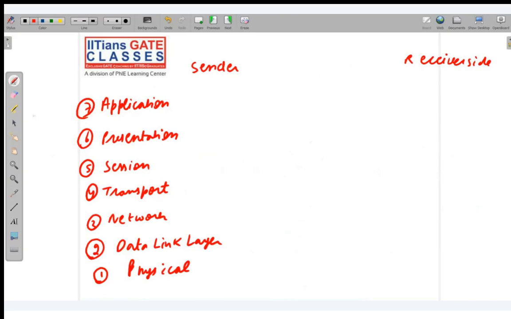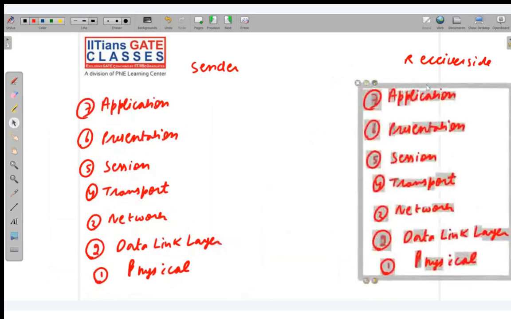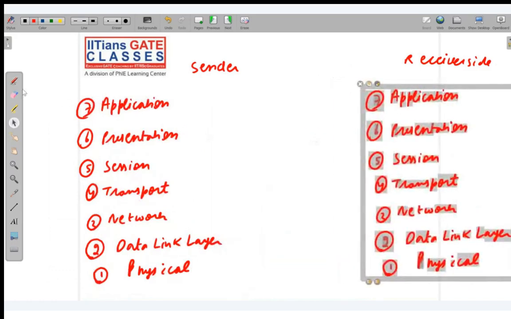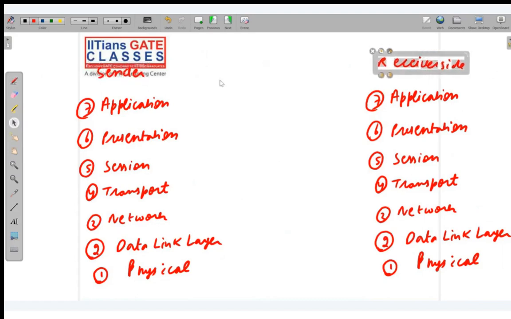Okay, so in the same way, a receiver is also having these same layers. Yeah, and obviously sender and receiver might not be connected directly. There might be some intermediate nodes also between them. So for example, we have a node here. Okay, so sender and receiver are connected by this node, or you can make another node here also, but we have less space, so I'm making only one node.